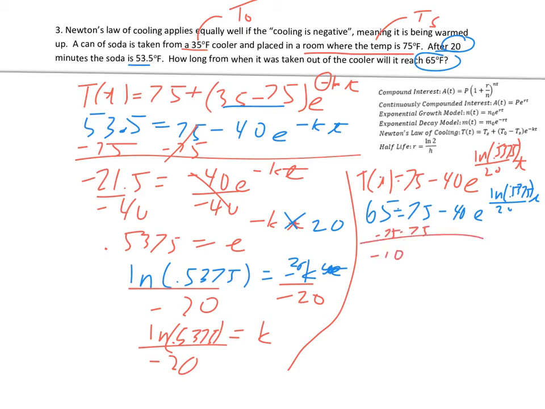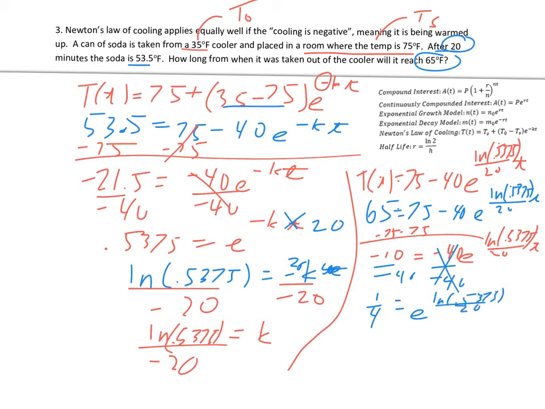So negative 10 equals negative 40 times e to the ln of 0.5375 over 20 times t. And then I'm going to divide by negative 40. So 1 over 4 equals e to the ln of 0.5375 over 20t. Now I can switch it into log form, so I get ln of 1/4 equals ln 0.5375 over 20 times t.